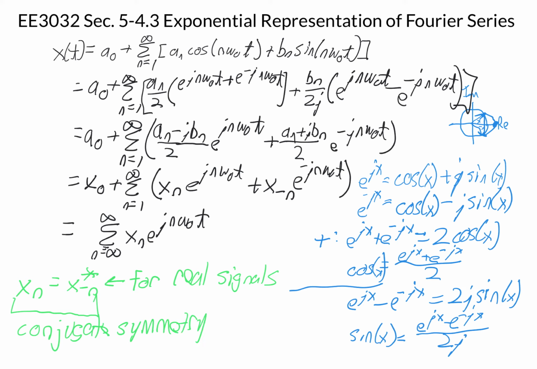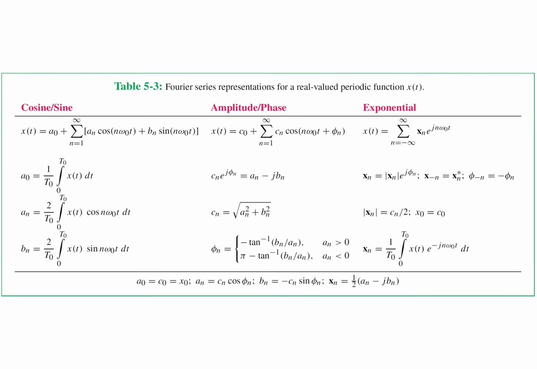So we're going to now do an example with this for a real signal. It is summarized in table 5.3. And we can see here down at the bottom that we have our x0 is equal to our a0, and our x of n is equal to a of n minus jb of n divided by 2, as we have just derived. We have this very simple form for the Fourier series representation of the signal x of t, which is a little easier to write than this one with the dc, the cosine, and the sine components written separately.